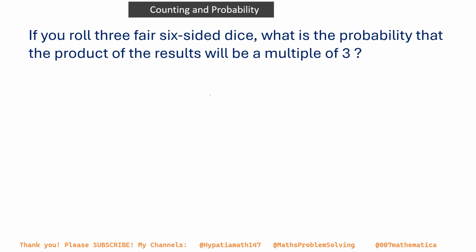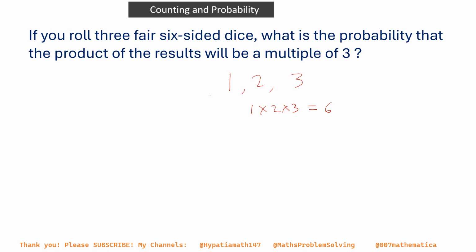6-sided dice. So what that means is, if on the first dice you would get a result of 1, and on the second dice you could get a 2, and on the third dice you could get a 3. So the product of it would be 1 times 2 times 3, that is 6. So this would be considered an option according to this question. It's a multiple of 3.